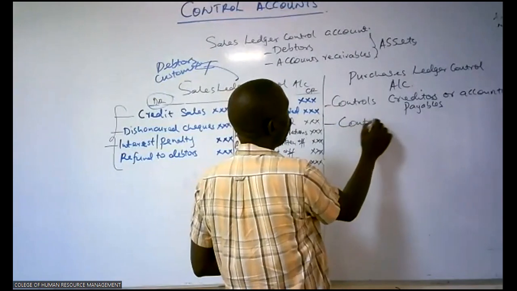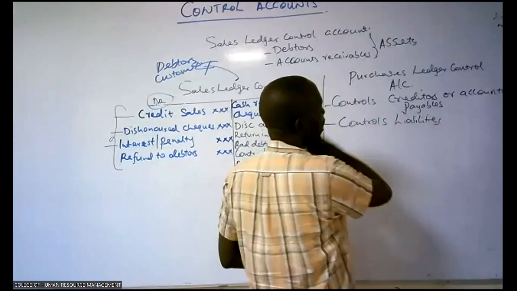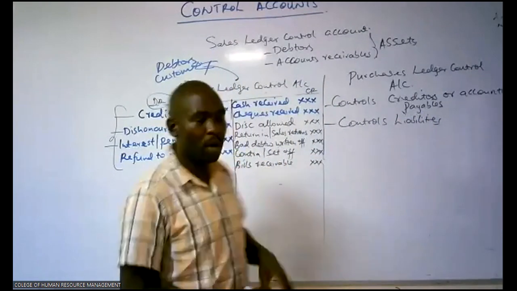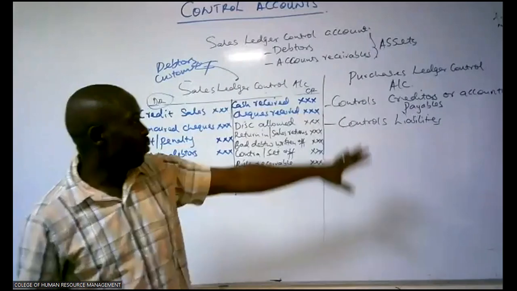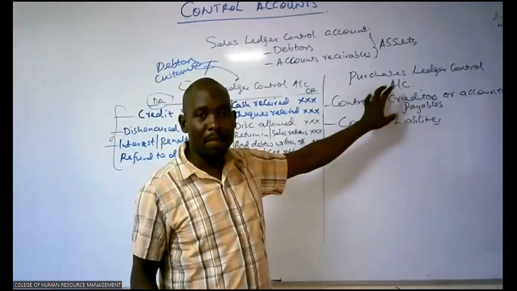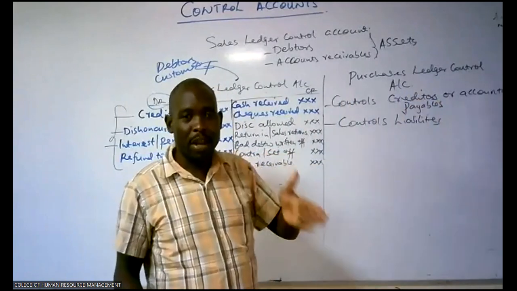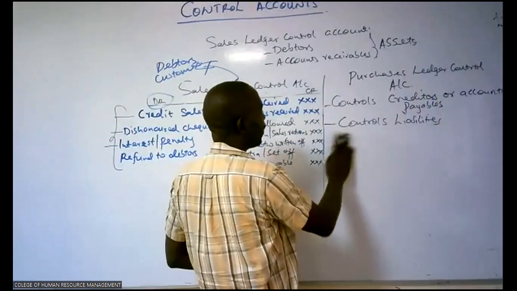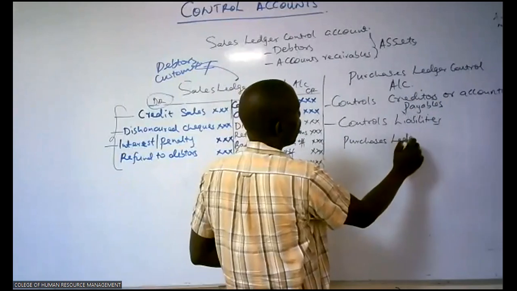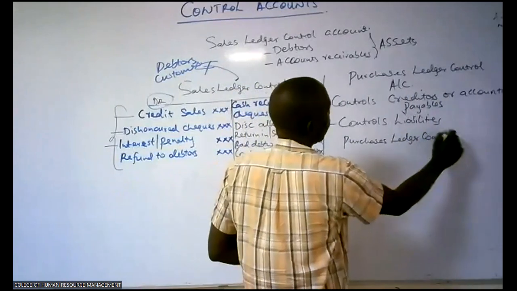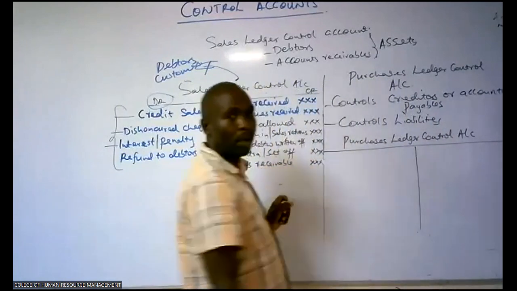This control account controls liability, so it is a liability account. This one was an asset account: increase in asset is a debit, decrease is a credit. This one is a liability. Increase in liabilities with credit, decrease with debit. So the purchases ledger control account is like the opposite of this one.